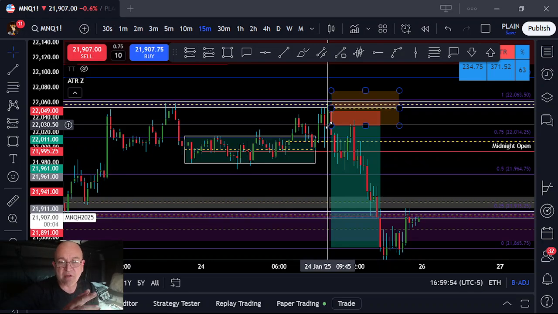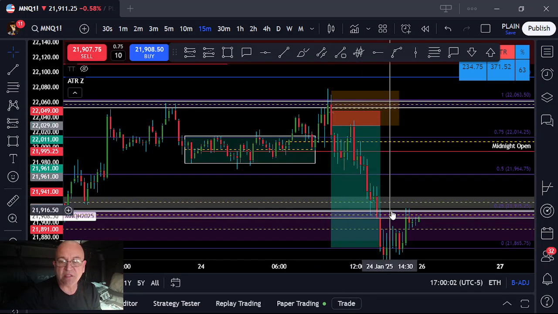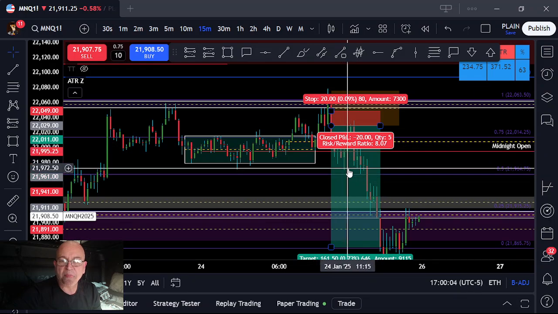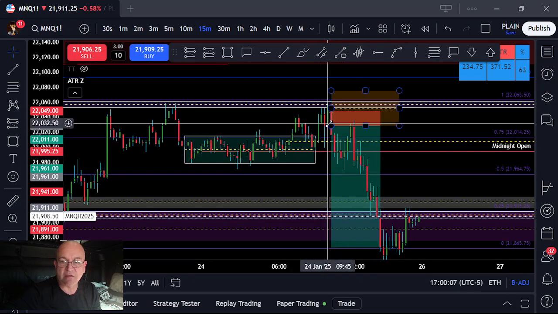1 micro, 10 micros, 30 micros, doesn't matter. Just pull the trigger, and just let it go. I mean, this literally was a 4, 5, a little over a 5-hour trade.